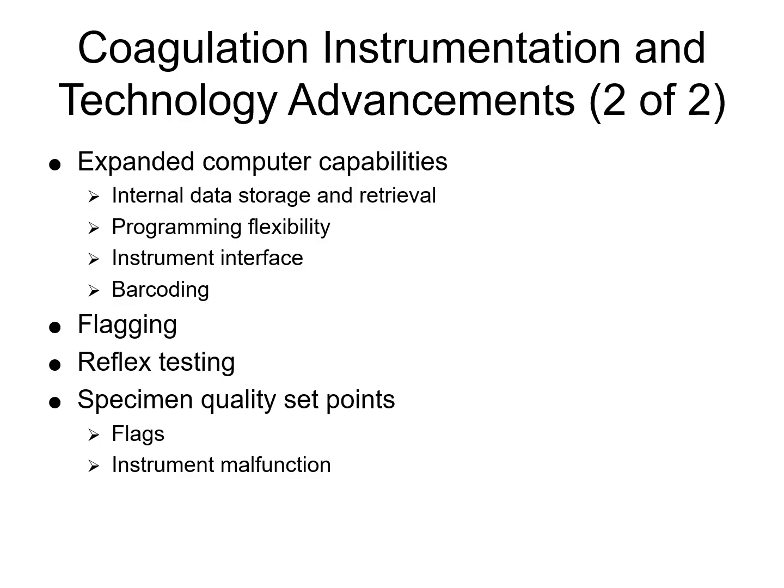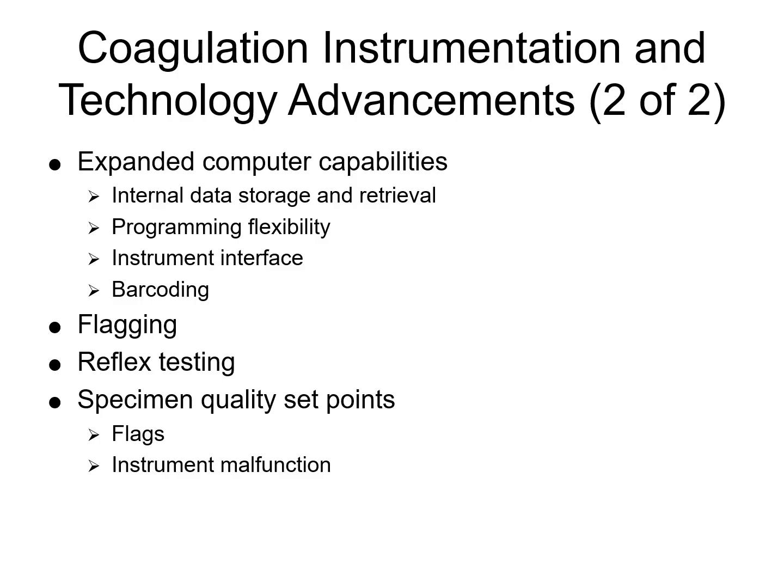We also have instrument interfaces, so there is seamless communication with laboratory information systems, or an LIS, and other hospital networks. This facilitates automated result reporting, reducing transcription errors. We also have barcoding, which uses barcode scanning for sample identification, reagent tracking, and workflow management. This improves accuracy and traceability from specimen collection to result reporting.